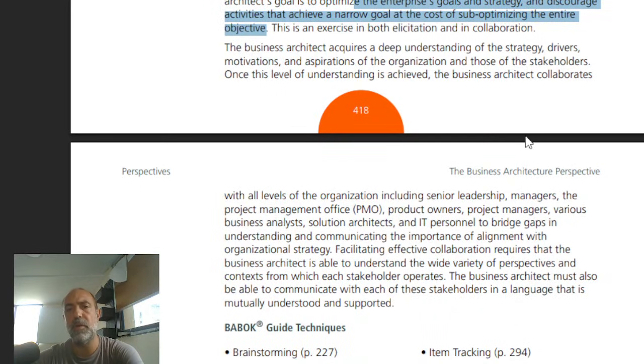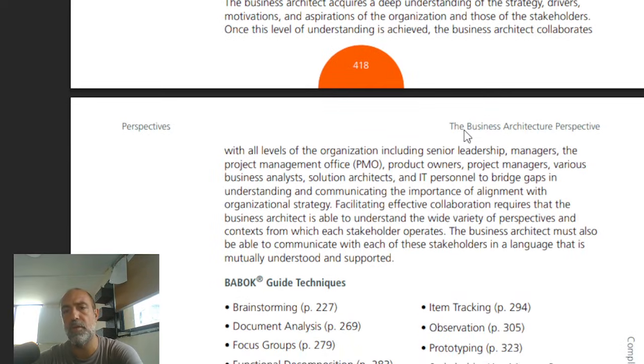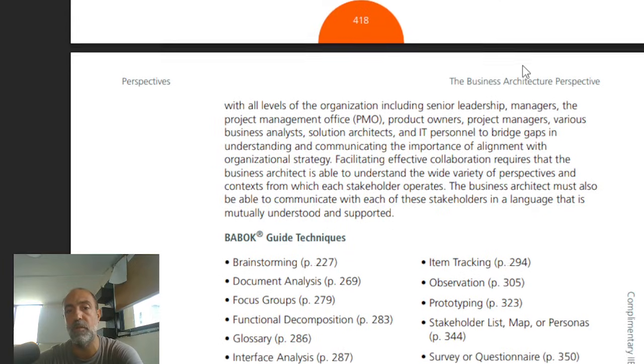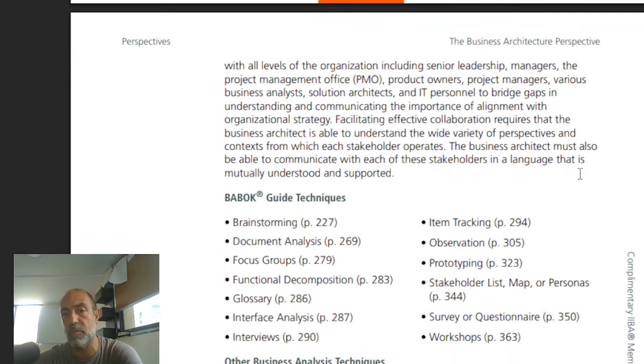And the business architect requires a deep understanding of the strategy, drivers, motivations, and inspirations of the organization for those stakeholders. Once that level of understanding is achieved, the business architect collaborates with all levels of the organization, including senior leadership, managers, the project management office, product owners, and product managers. Once you understand the strategy properly and deeply, you'll be able to communicate with every single one and see where they fit, because that's basically where you connect it.